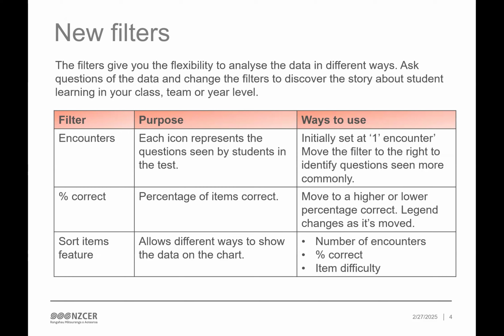The percentage correct, if you move to a higher or lower percentage correct, it changes in the legend, and you start to be able to narrow down the search items. And of course, you can search in different ways as well by the number of encounters, so you can put them in order, percentage correct, and level of difficulty. But the best way is just getting in and exploring and giving it a go, which is what we've done.